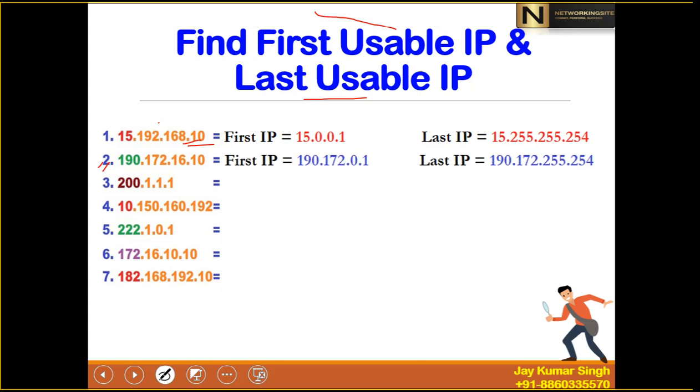Okay, class B. What about number 5? Number 5 is 222. 101 is the first address. The last is 222.1.255.254.